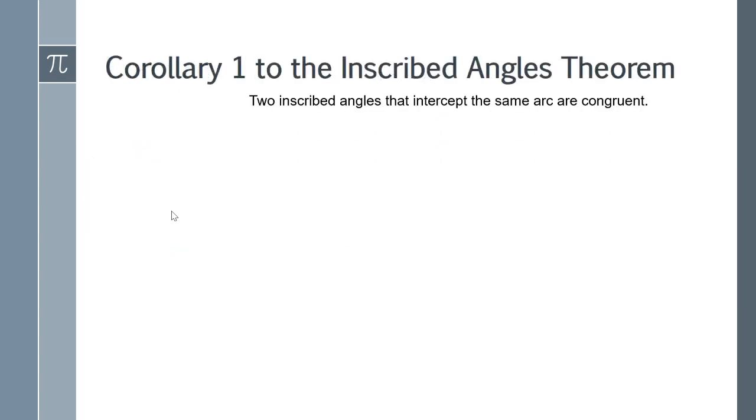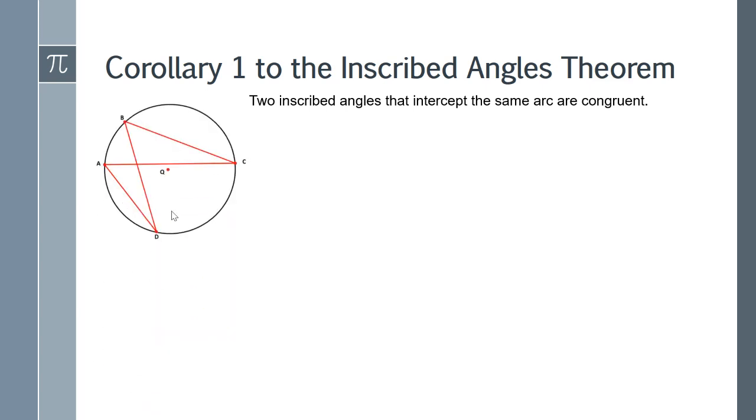All right, so there are some corollaries to this theorem. Here's the first one. The first one says that two inscribed angles that intercept the same arc are congruent. So here is a picture of this situation. You see we have angle A and angle B right here, and they have endpoints right here at C and D, and that's the same arc.